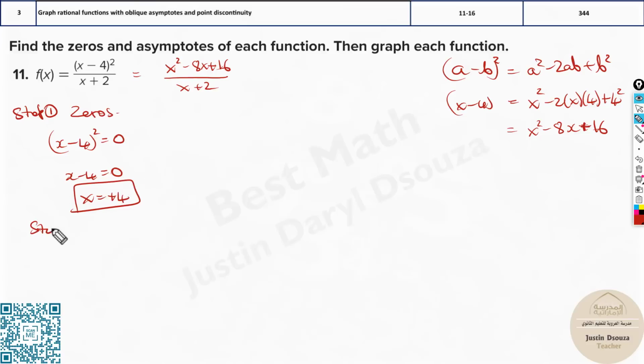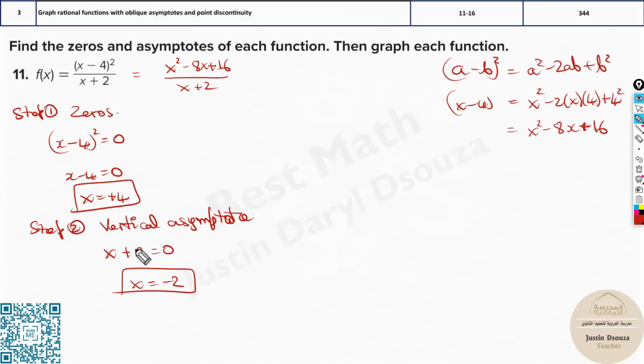Now, what about the second step? Step 2 is basically the vertical asymptote. Now, how do we find this? It is very simple. For the zeros, the numerator was equal to 0. Over here, the denominator will be equal to 0, whatever is down. So that is equal to minus 2. That's it. So we have a vertical asymptote at negative 2.